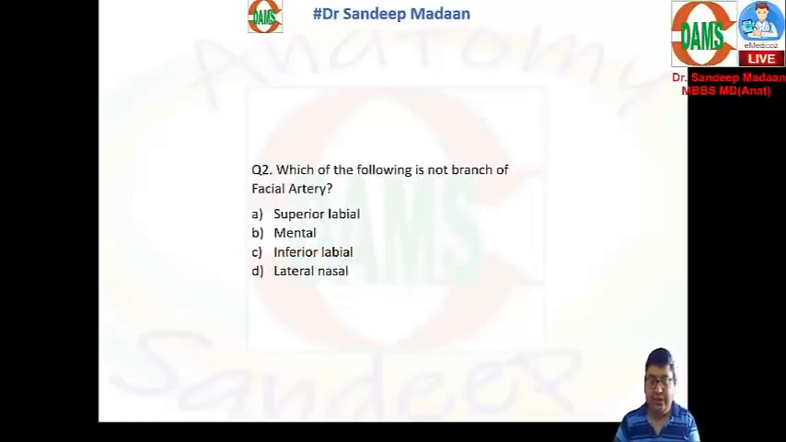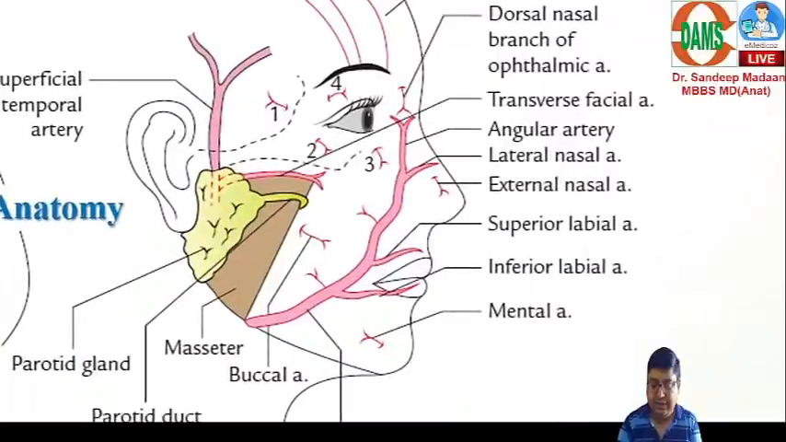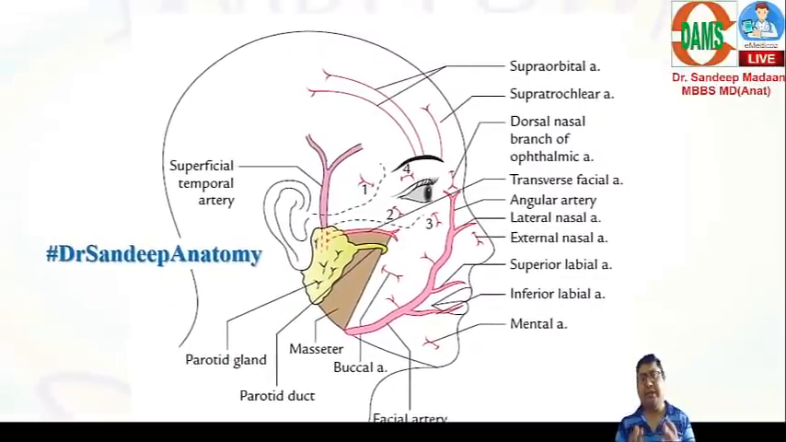Which of the following is not a branch of facial artery? Superior labial, mental, inferior labial, lateral nasal. And let us first discuss the anatomy of the facial artery, and then we will come back to the question again. Here what you can see is the facial artery which is present on the face part. First let me describe the face part of the facial artery. There you can see it is approaching this part here.